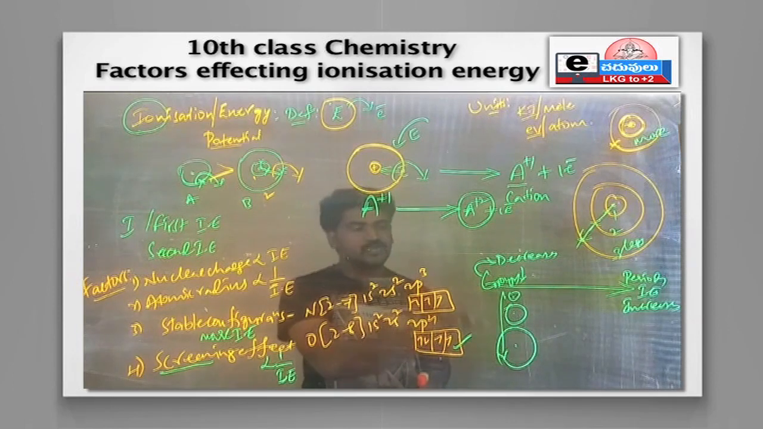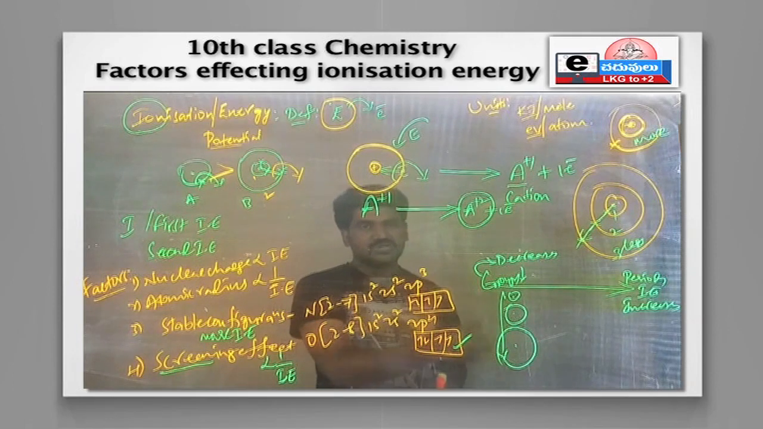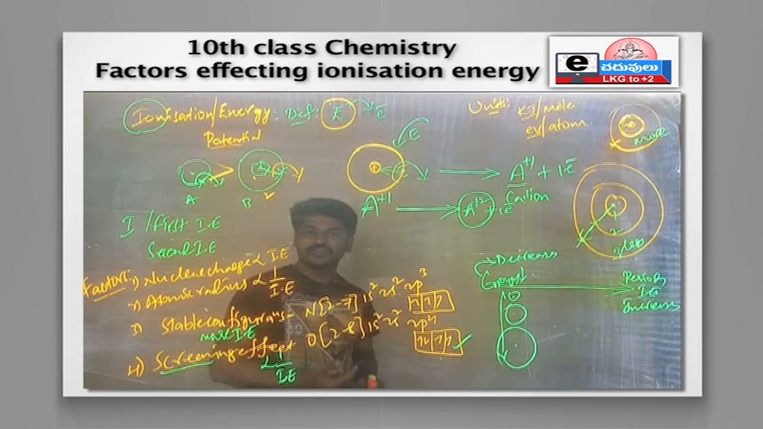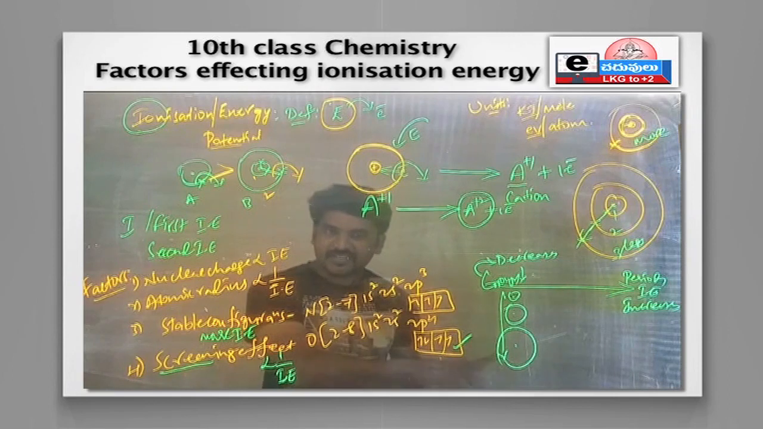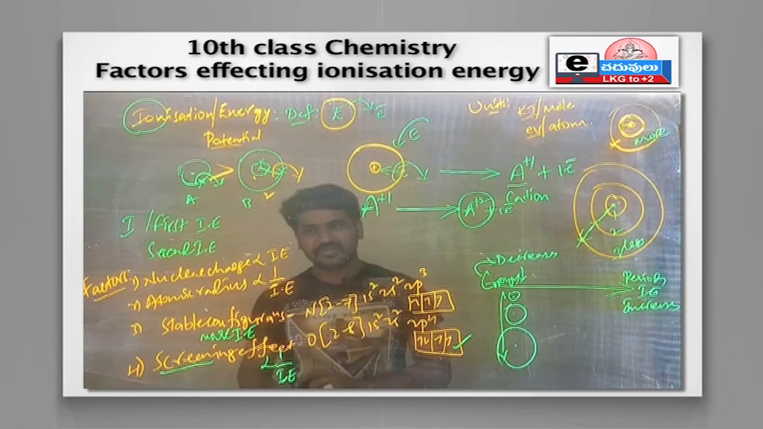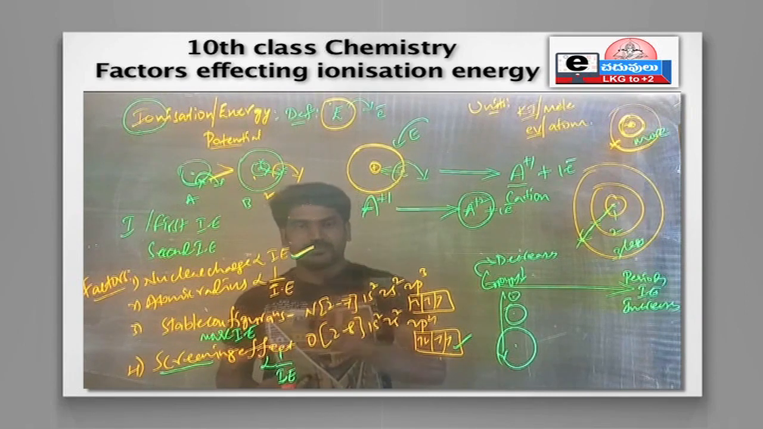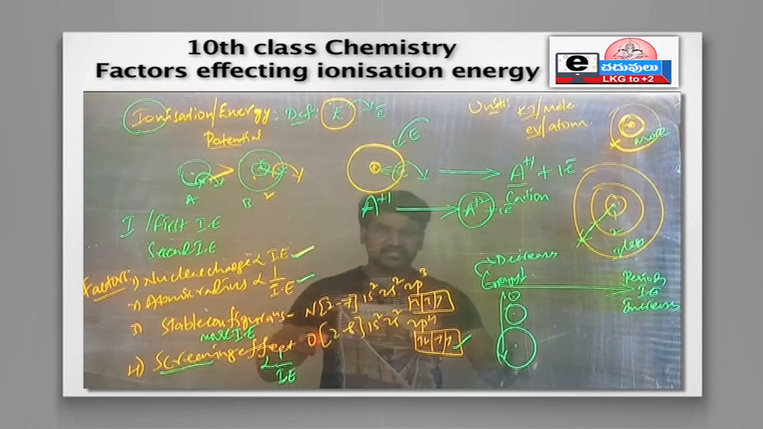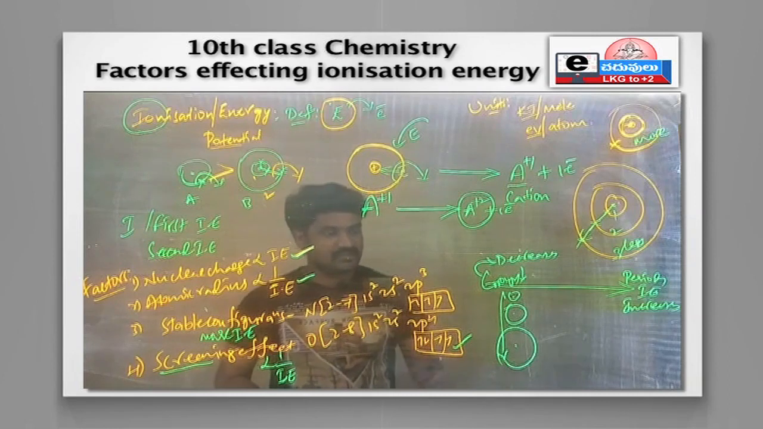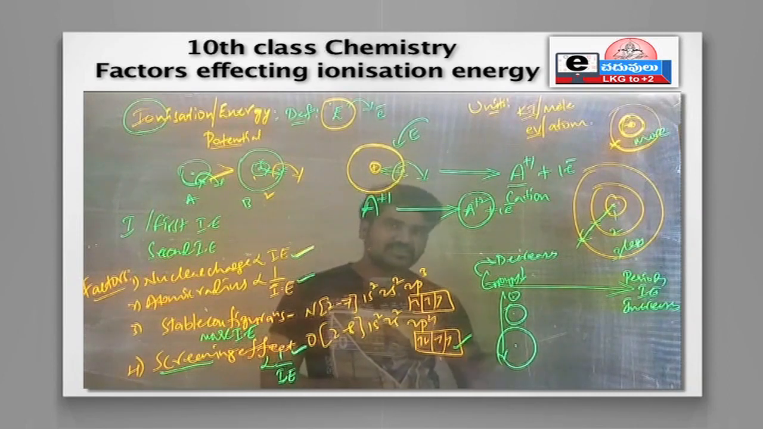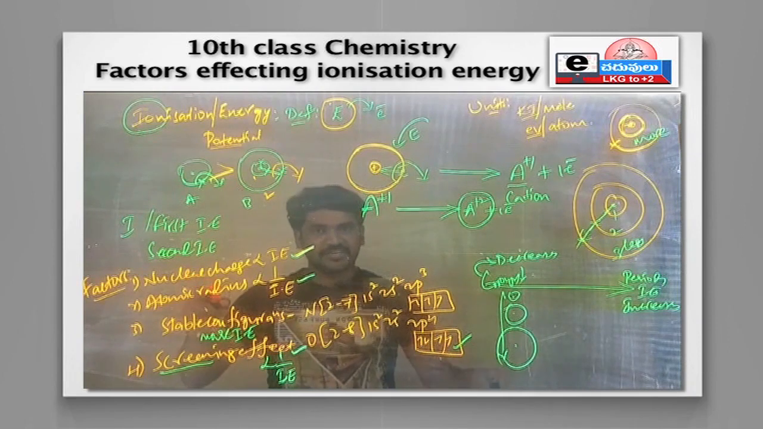Why is it decreasing in the groups? In groups, atomic radius is increasing. Atomic radius increasing means nuclear charge decreases. This one also applies. And as atomic radius increases, the screening effect also increases. So all these things are working here.